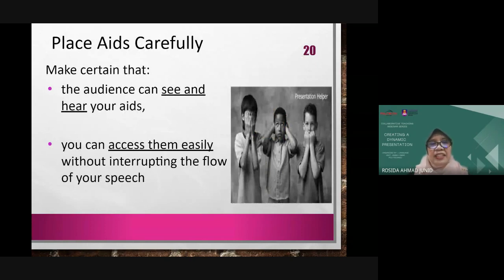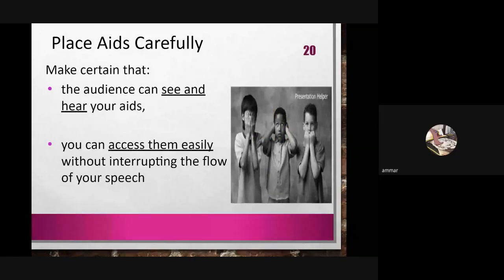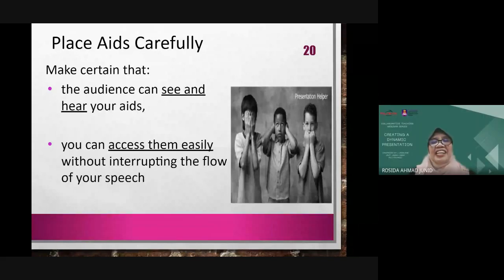Place aids carefully. No, madam. Okay. The audience can see and hear your aids. If you have a video, make sure they can hear your video. If you have a picture there, as I said, make sure the picture is not blurred, right? It can be easily seen and you can access them easily.